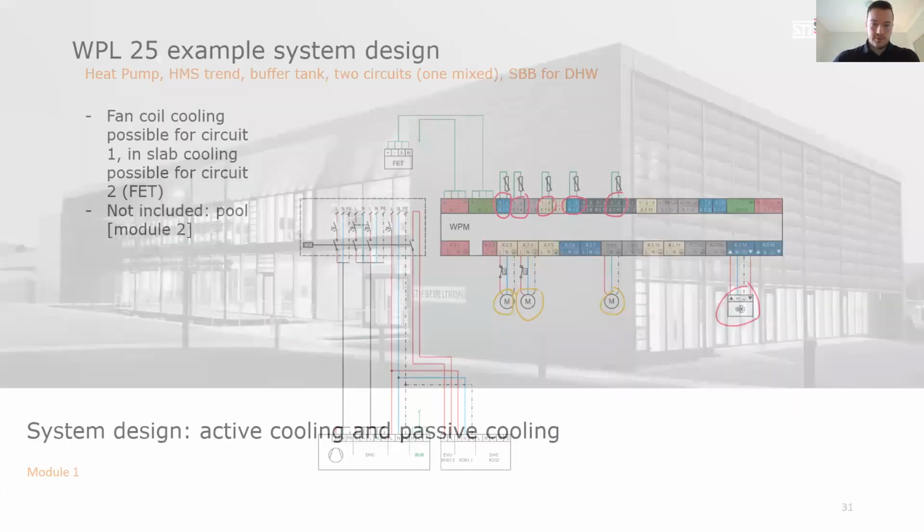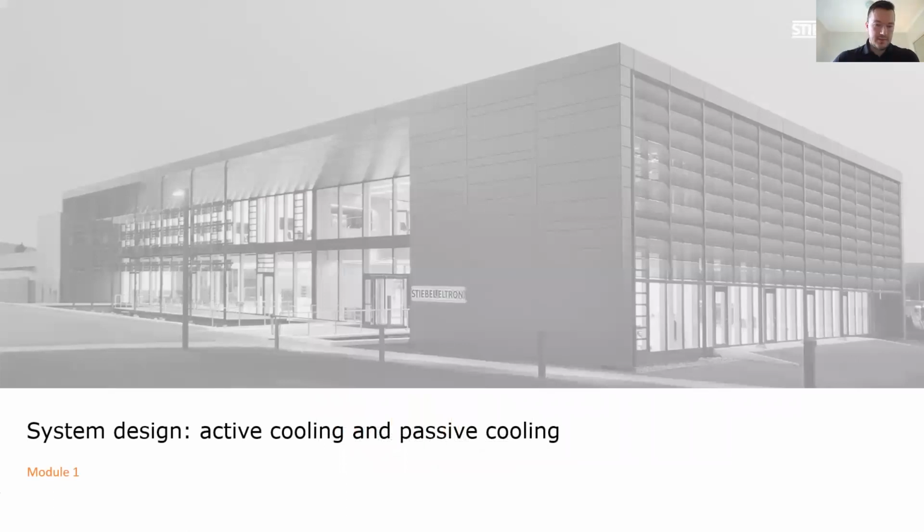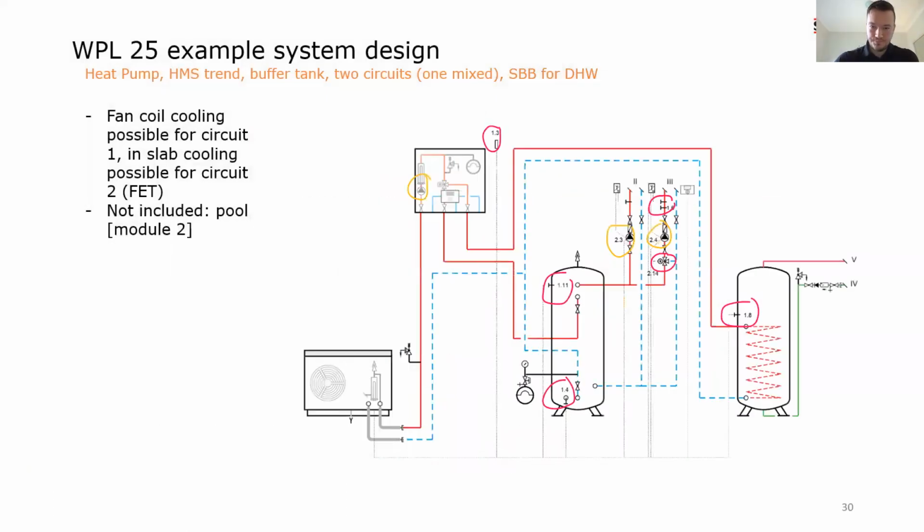Final note before we wrap this one up is on active cooling and passive cooling. And I was sort of alluding to that before when I said with this system, these two circuits would have different functionalities or capabilities when it comes to cooling. Question is maybe why is that? In this case, it's because we have a controller here, which has certain features like dew point monitoring, and the first circuit doesn't have that.